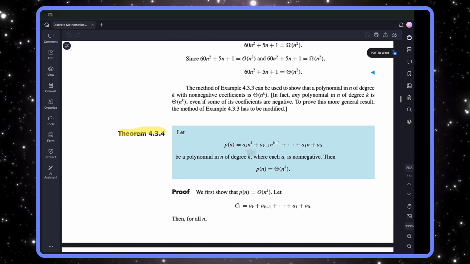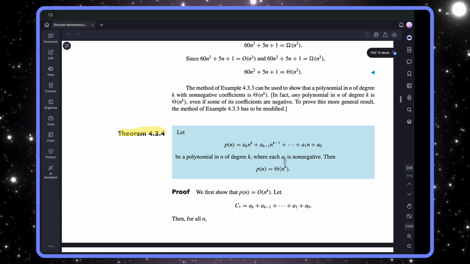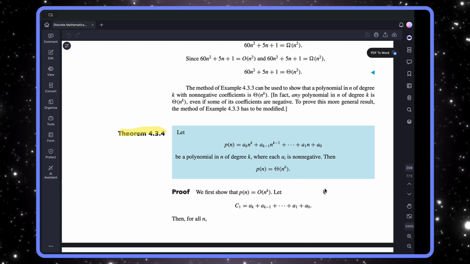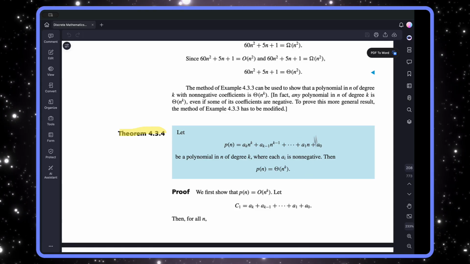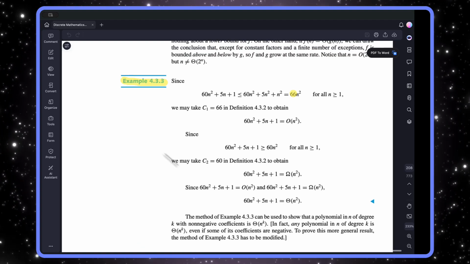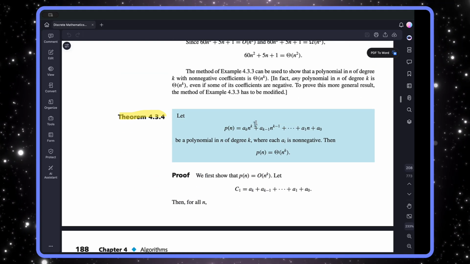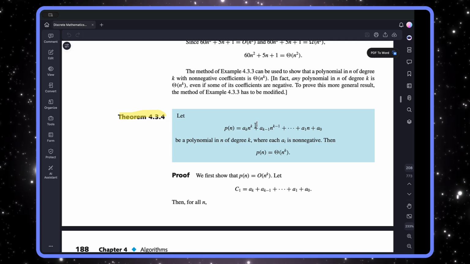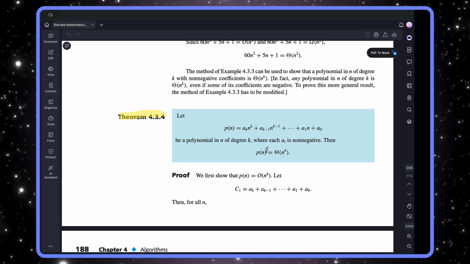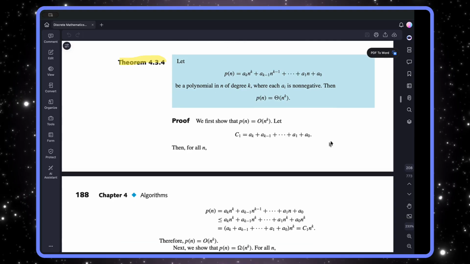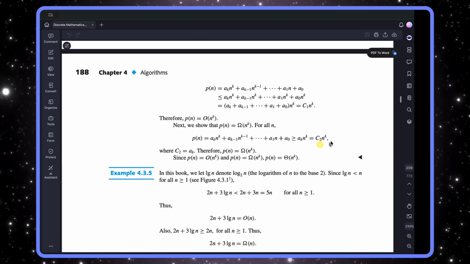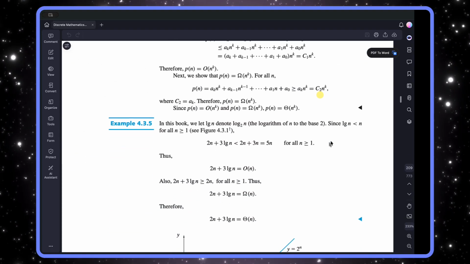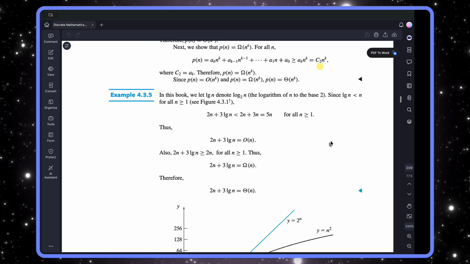Here's a little theorem you can read. You can imagine this is correct. More than imagine, you can see that a generalization of this example would give us this theorem: if you have a polynomial which has degree k, it grows like n to the k. Here's a proof of it. I don't want to go through it, but I'd highly recommend reading it.